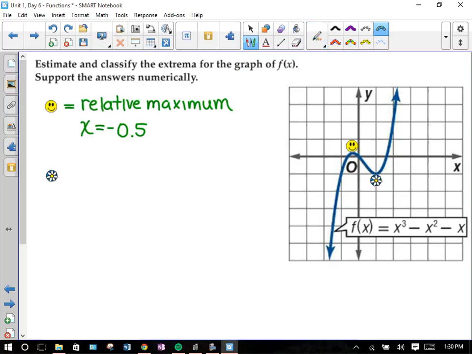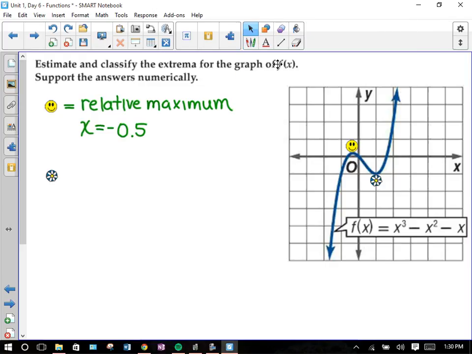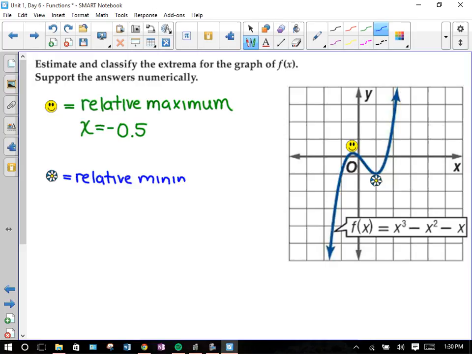So the flower, in this case, represents a minimum. Is this a relative or absolute minimum? Relative. And how do we know? Because the function is still going down, so we can always find a lower y value. So this is again a relative minimum. Guess what x value that is. Which one would it be? 1. That's 1.